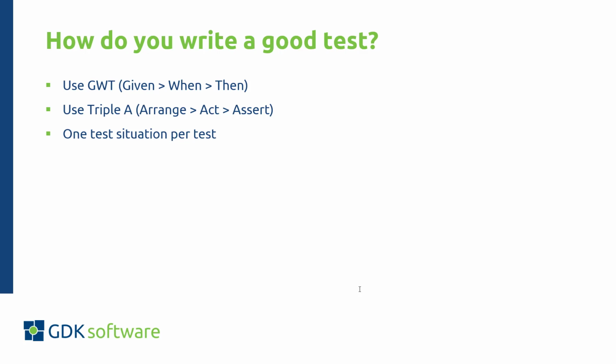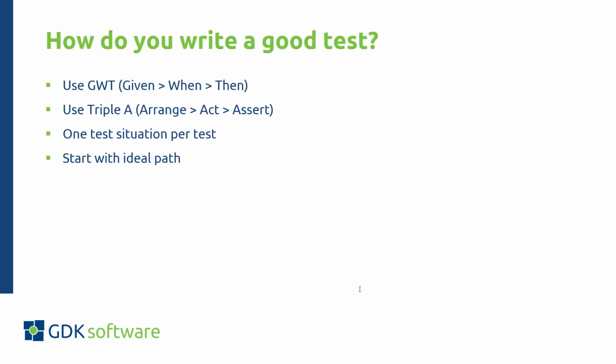A good test also is testing one test situation per test. So if you have logic in your test, it mainly means that you need another test. It's another test situation.